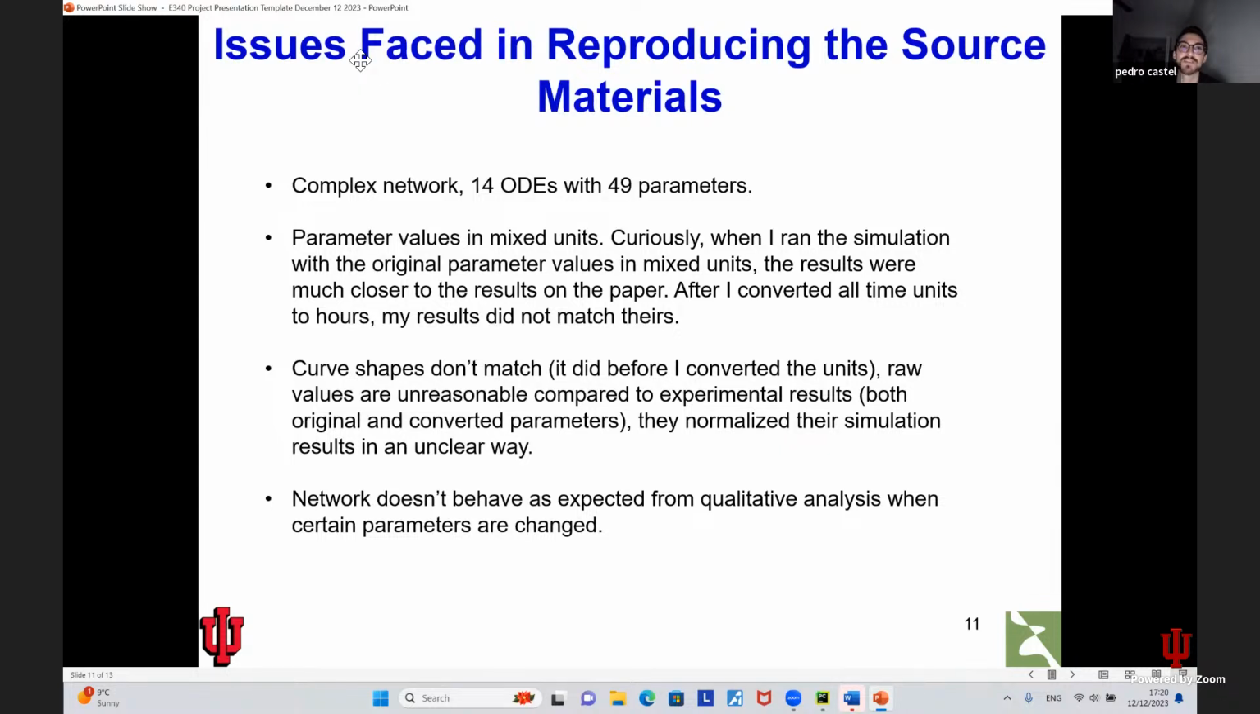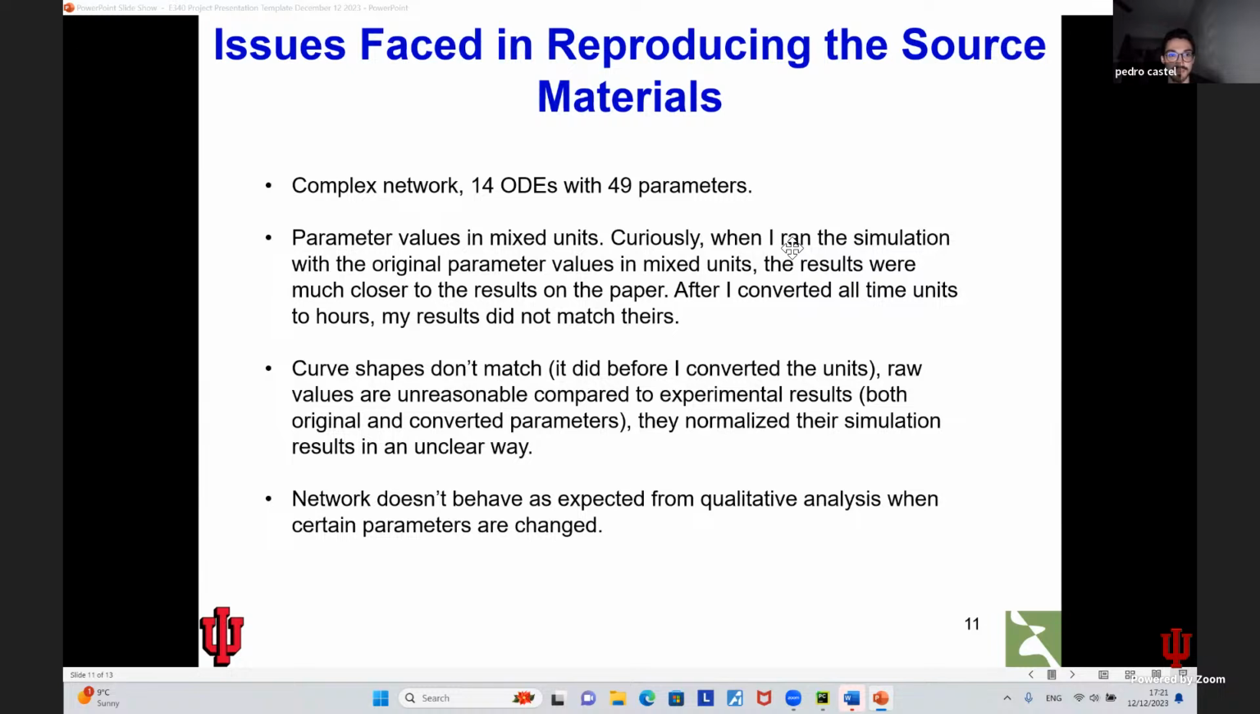Issues. There were many issues. First one, it was challenging because there were 14 ODEs and 49 parameters. So that's not something you can understand in 30 minutes, and that's not something you can transcribe in 30 minutes. I took a few days to transcribe everything, check the parameters, and even being very careful, I found many mistakes, and meeting with James, we found many more, and so on and so forth. So it was challenging in this aspect.